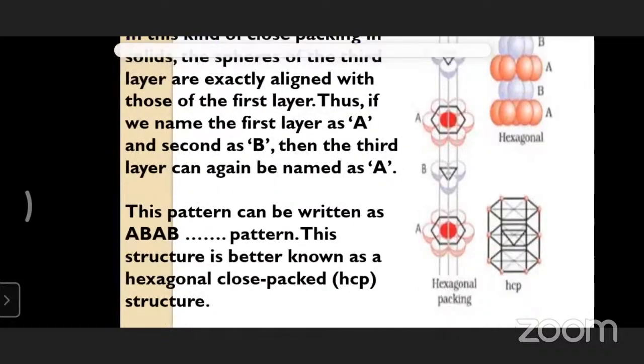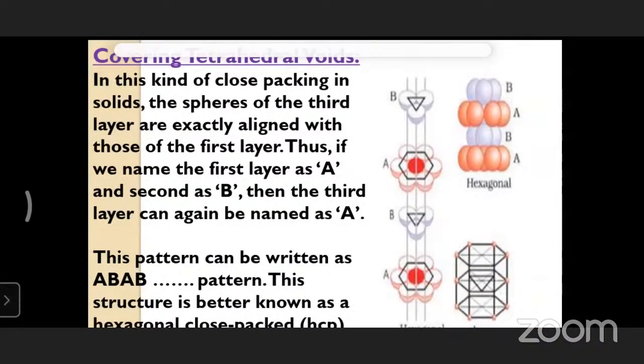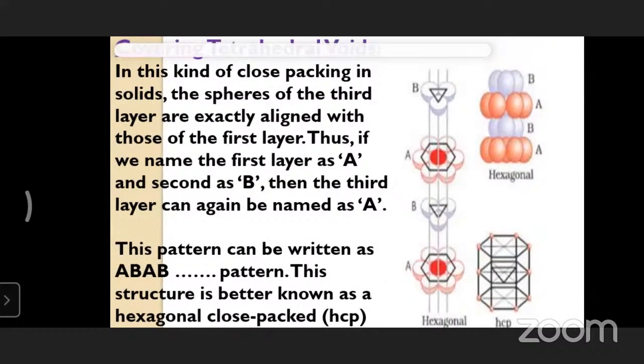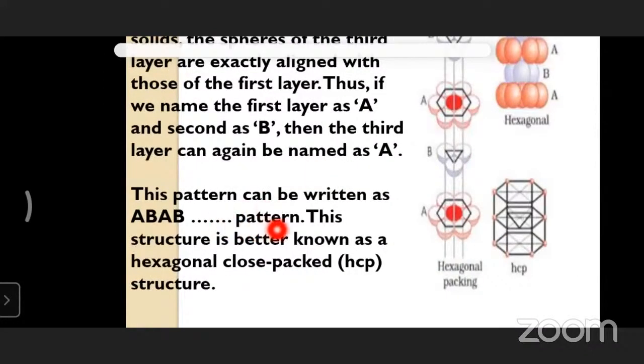If you are observing the pattern, A, B, A, B, like this, an AB pattern is available. So while covering the tetrahedral voids, what type of pattern are we going to get? An AB pattern. This structure is better known as the hexagonal closed packed structure. So this type of arrangement we are going to observe in HCP clearly.